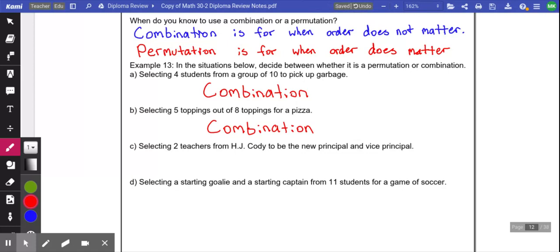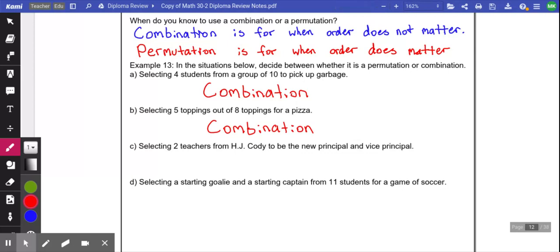C, selecting 2 teachers from H.J. Cody to be the new principal and vice principal. Okay, let's say that Miss Lambert and Mr. Garrow have left the school. We now need to pick a new principal and a new vice principal. You get 2 choices from H.J. Cody. The first person you pick will be principal. The second will be vice principal.